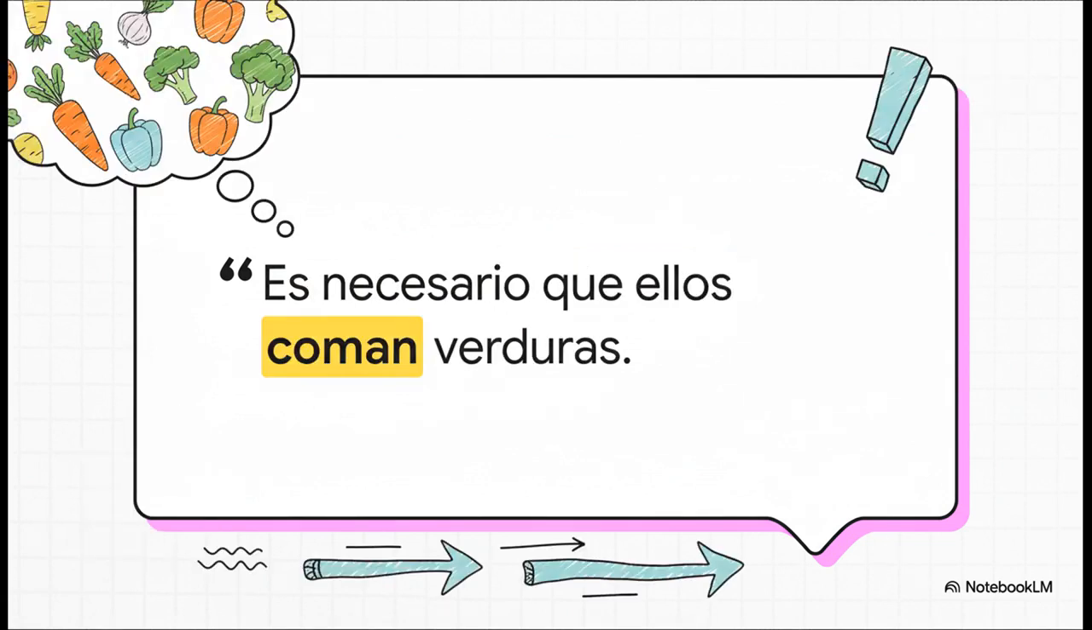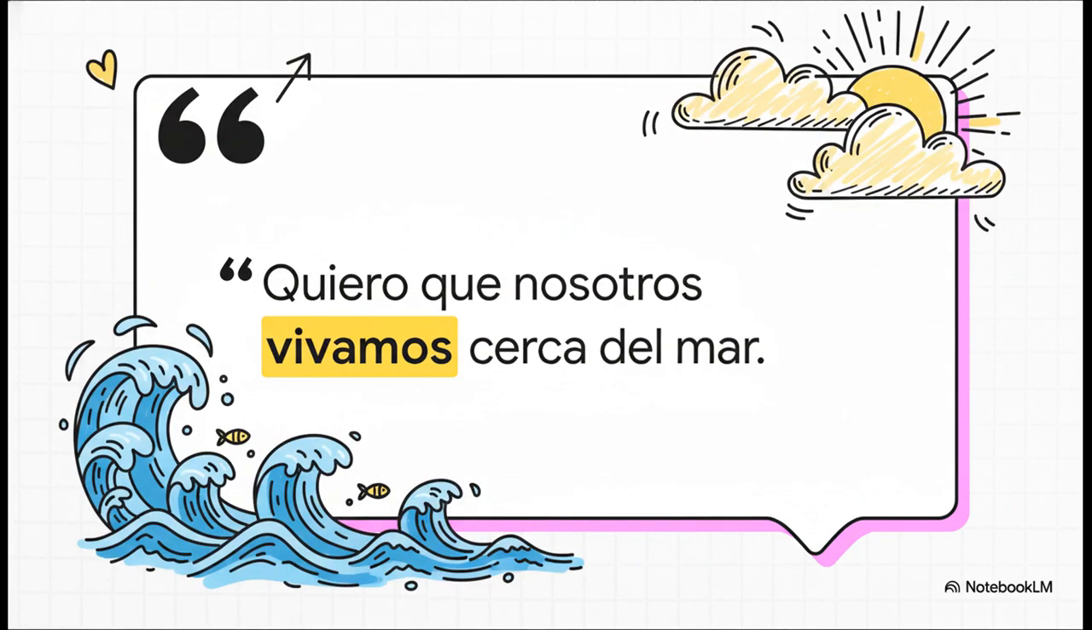Here's another one. Es necesario que. It's necessary that. That's an indirect command. We're not stating that they are eating vegetables, we're stating the necessity that they should. And that's why we need que ellos coman. And one more to bring it all home. Quiero que, I want. I mean, this is pure desire. It's a wish, not a reality. And that perfectly sets the stage for the subjunctive. Que nosotros vivamos.